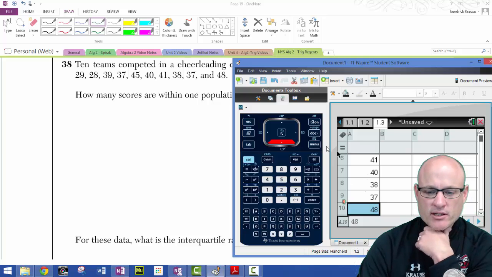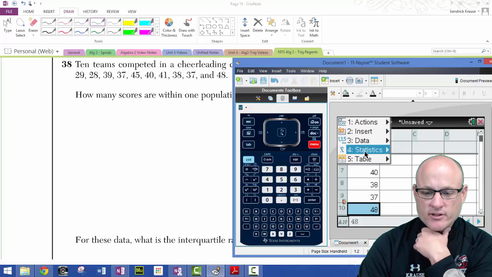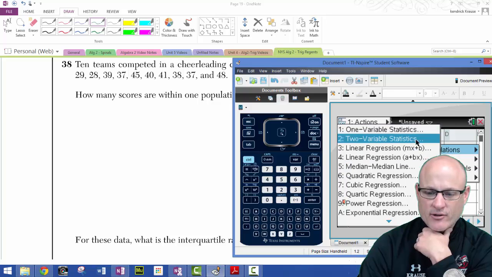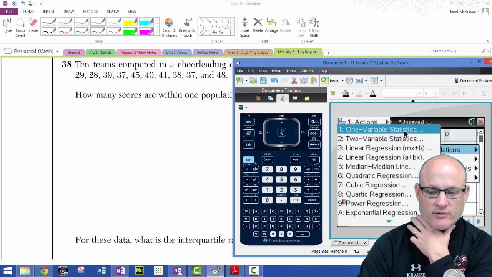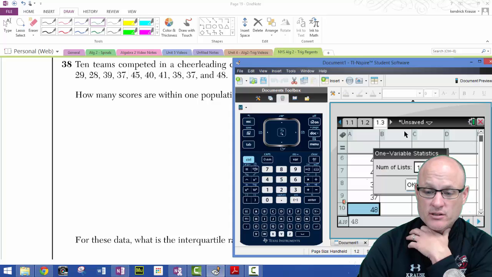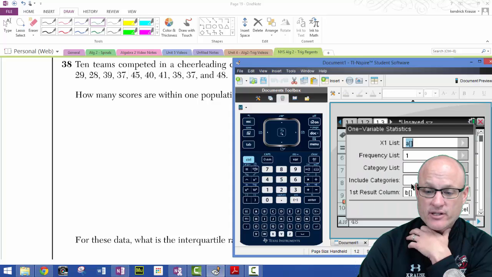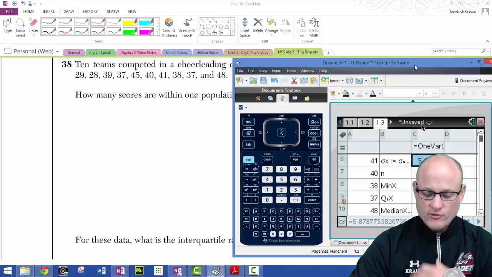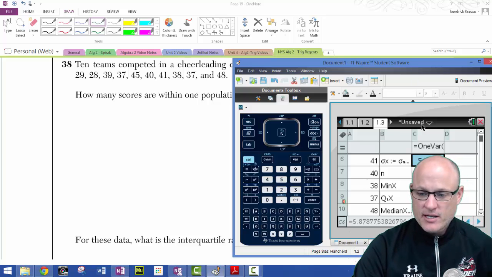And then we want to click on Menu, Statistics, and we're only doing stat calculations. We're doing one variable statistics. We want to figure out what the average, the mean, is, and we want to figure out what the standard deviation is. My list is in A, so that's fine. It's only got a frequency of 1, and that's fine as well.